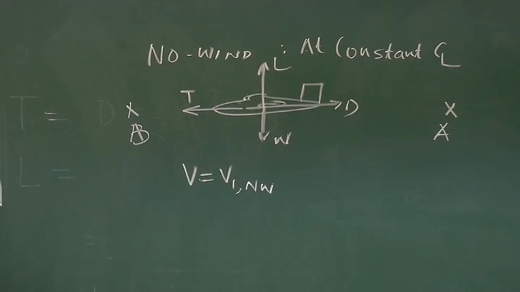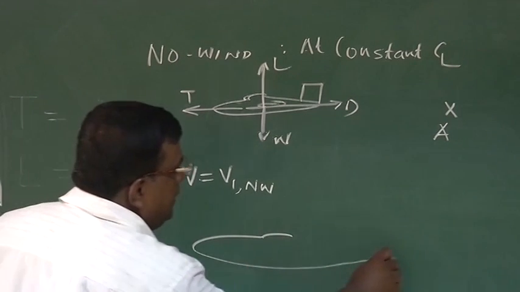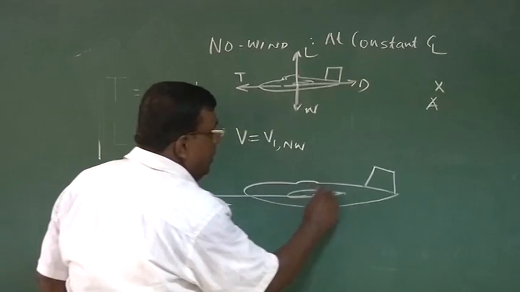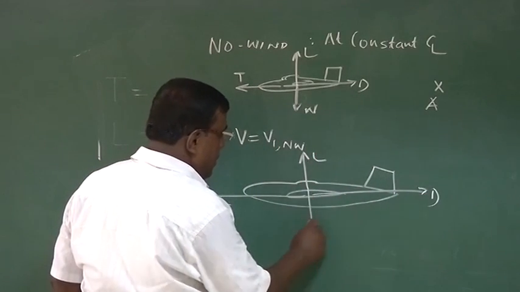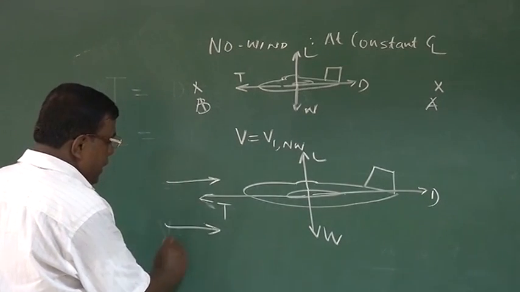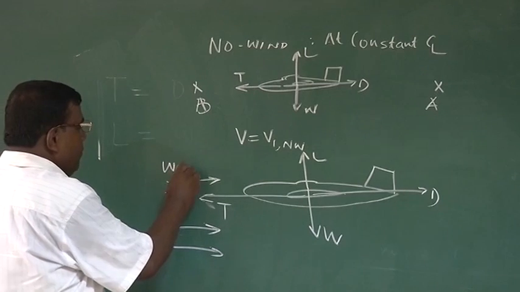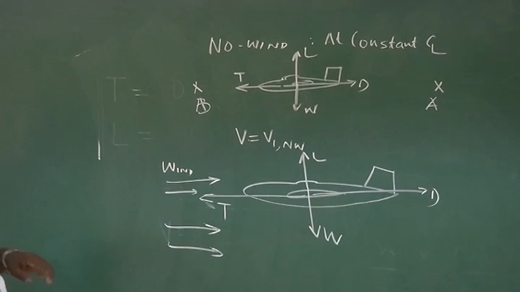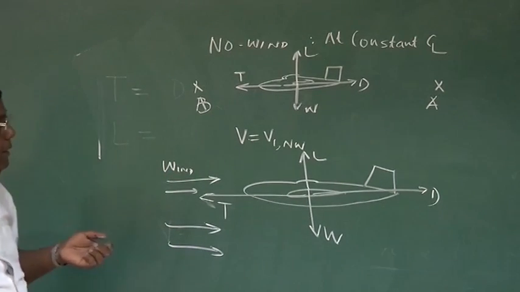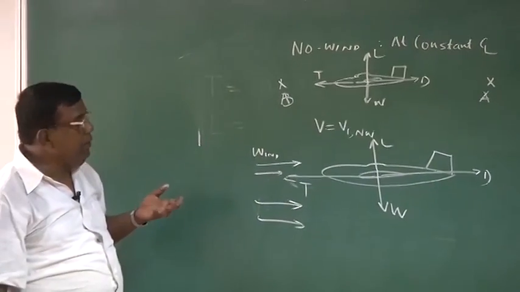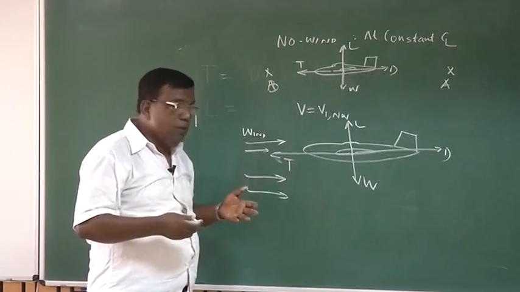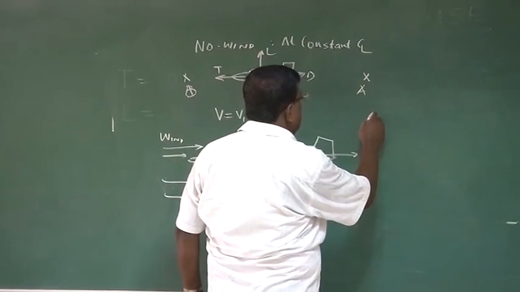What will happen if suddenly, similar situation, everything remaining same, and suddenly there is a headwind blowing like this, say wind, and still I want to fly at this constant CL. Okay? To maintain lift equal to weight, my question is, should I increase the speed or decrease the speed? The answer is obvious, because the lift depends upon the air relative speed. Since the wind is coming towards the airplane, the air relative speed will increase. So actually I have to reduce the speed with respect to the ground.